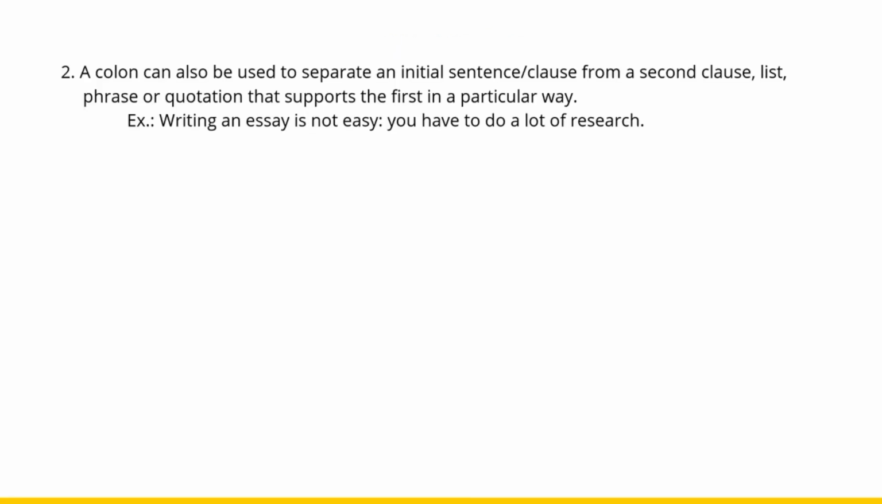The second way of using a colon is to separate an initial sentence, in other words a clause, from a second sentence, list, phrase, or quotation that supports the first in a particular way. So here we have an example that I'm going to read for you. Writing an essay is not easy, colon. You have to do a lot of research. As you see, after "writing an essay is not easy," I have a colon, and then I have the second sentence: you have to do a lot of research. These two sentences support each other. The second part of the sentence supports the first part. And this is one way of using a colon.